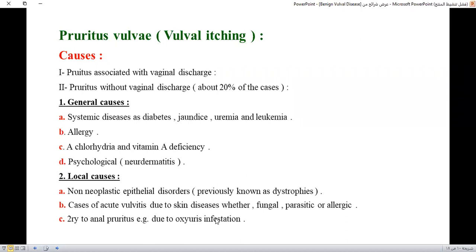What are the general causes of pruritus vulvae? Systemic disease such as diabetes, jaundice, uremia, and leukemia, allergy, vitamin A deficiency, and neurodermatitis. Local causes such as dystrophies, and maybe fungal or parasitic infection, or oxyuris infestation, secondary to anal pruritus due to oxyuris infestation.